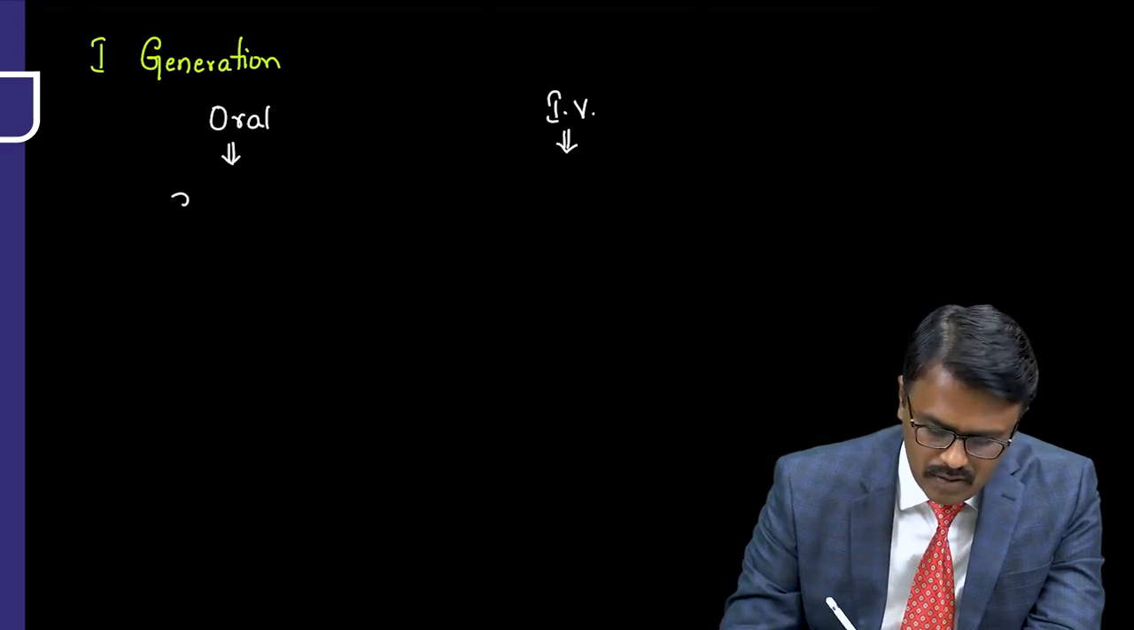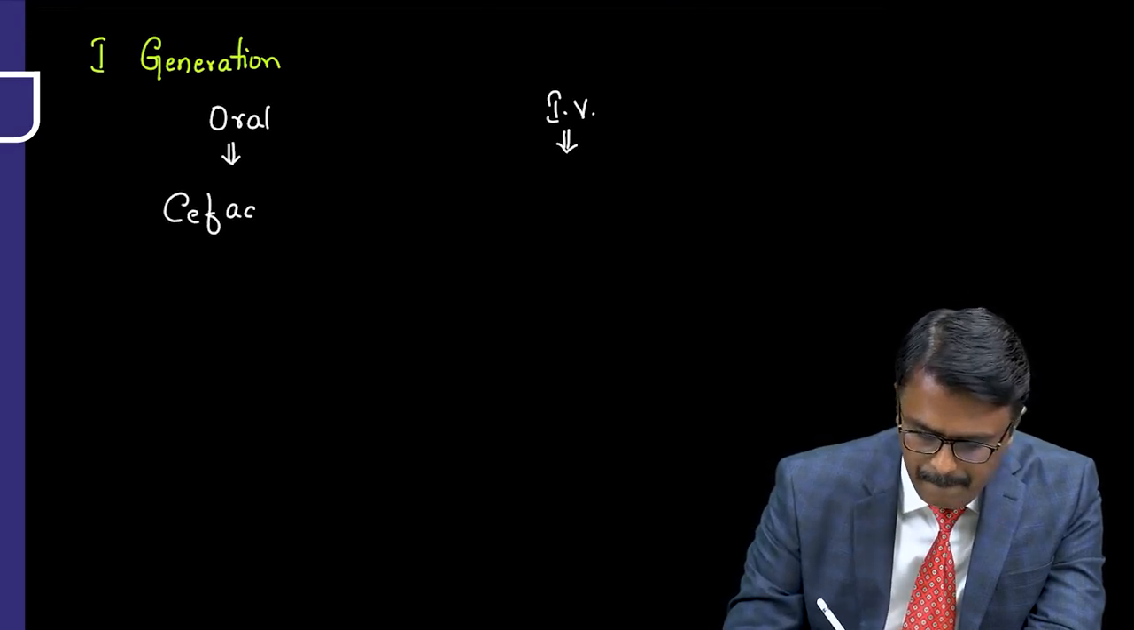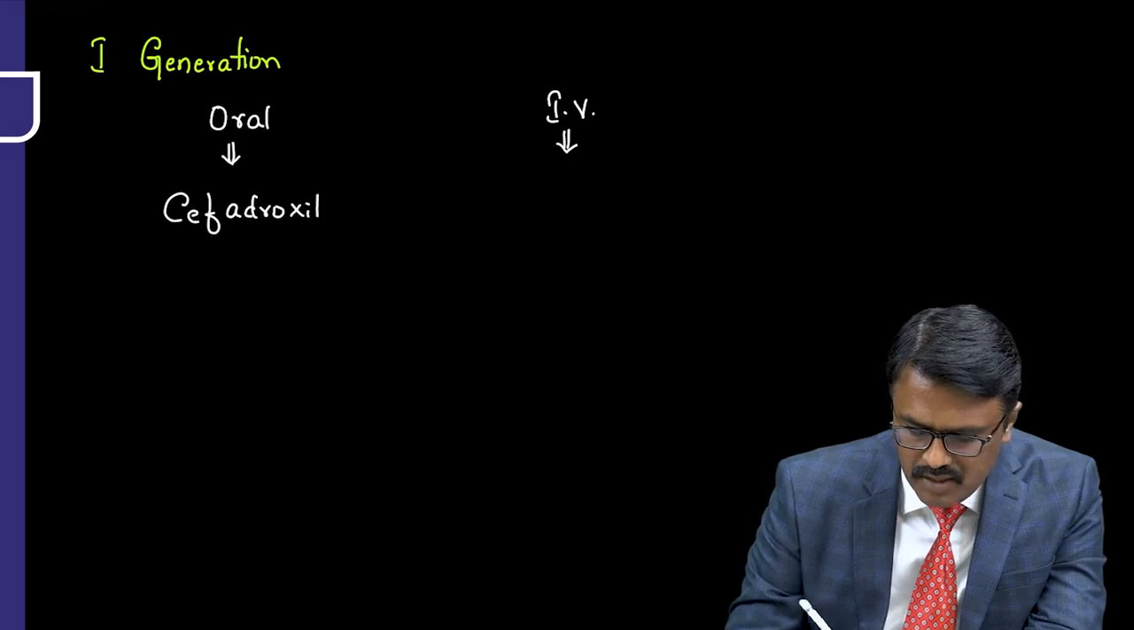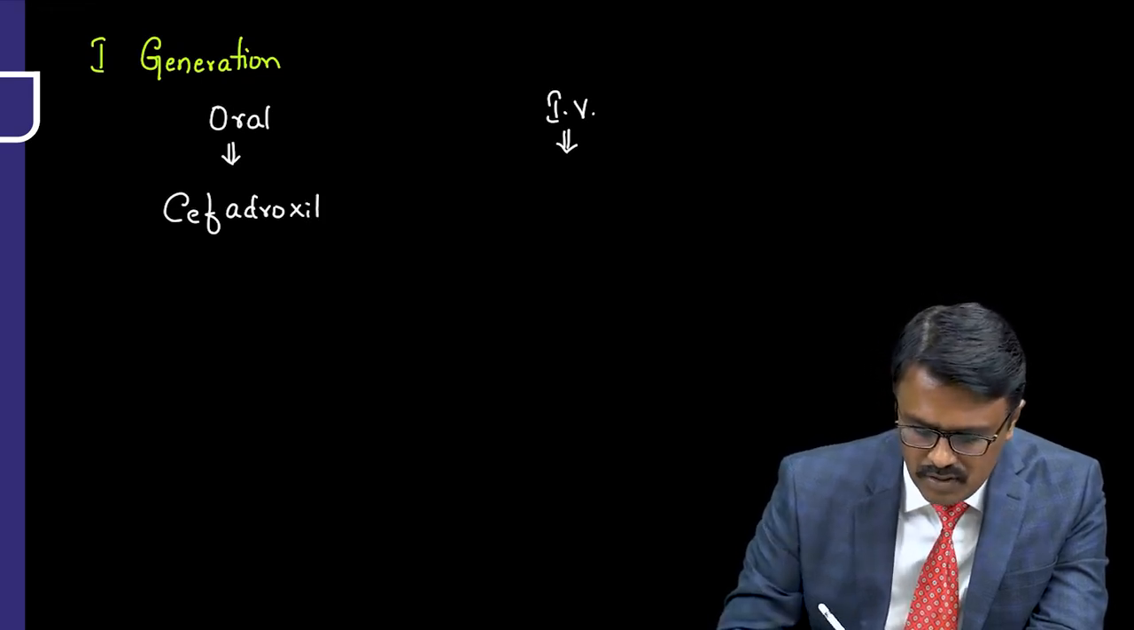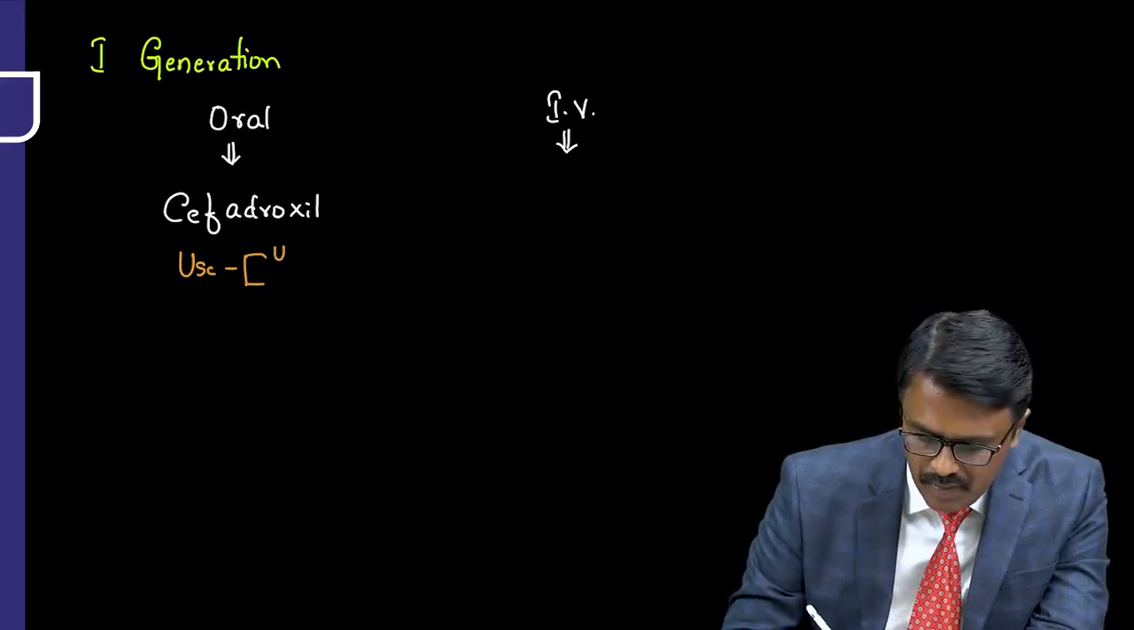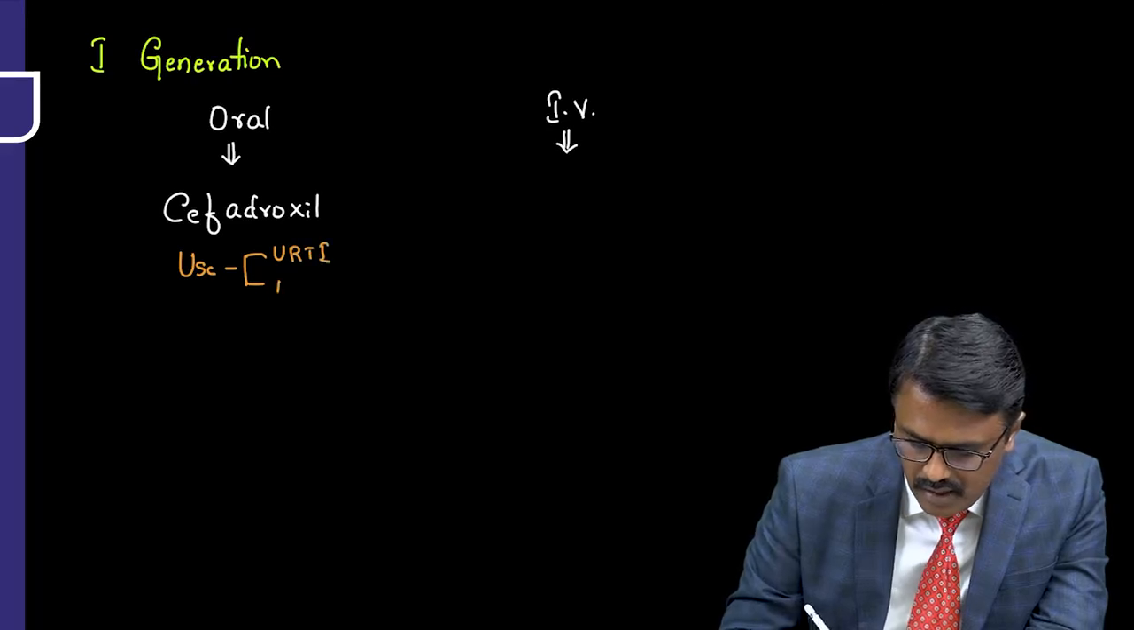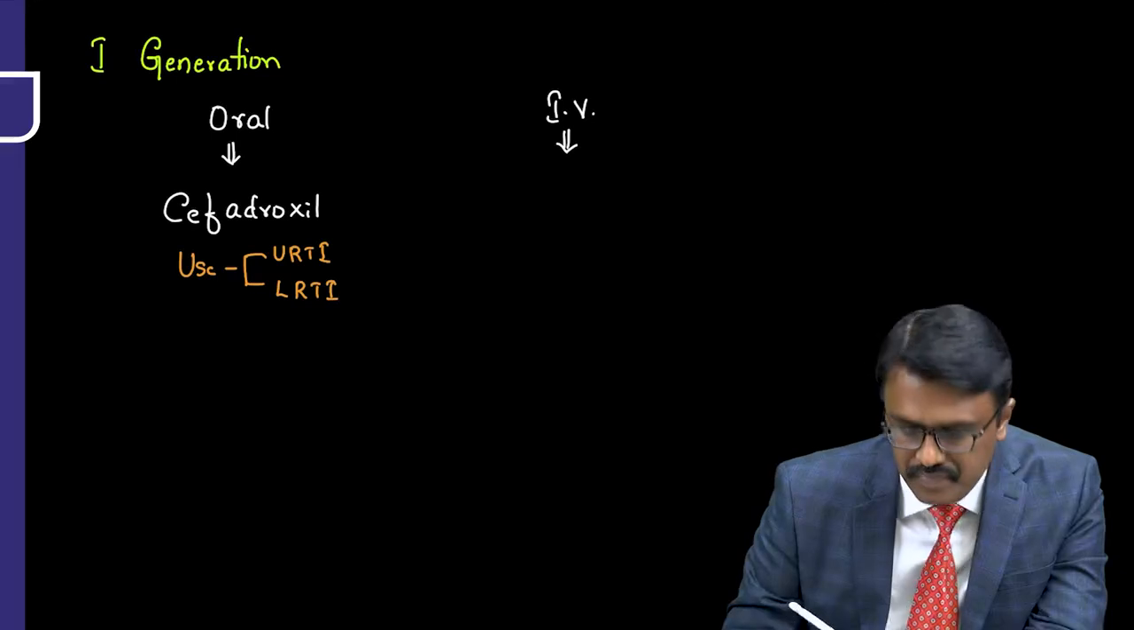The oral drug is called cefadroxil. Cefadroxil is used for respiratory infections like upper respiratory tract infection and lower respiratory tract infection.